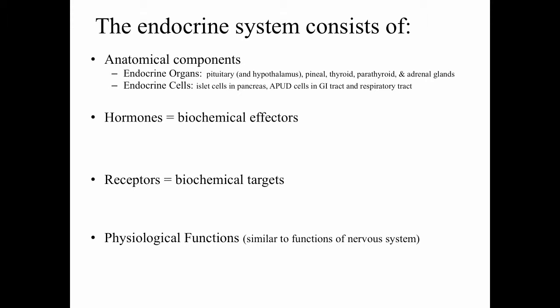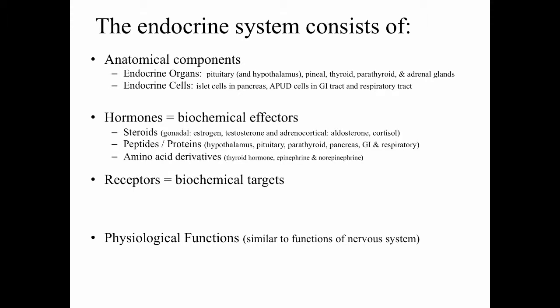The hormones are biochemical effectors of the endocrine system, and there are 3 major types of hormones. For example, steroids, like gonadal steroids, estrogens, testosterone, and adrenal corticosteroids like aldosterone and cortisol. Other types of hormones are peptides and proteins, so for example hypothalamic proteins, pituitary hormones, parathyroid hormones, and pancreas, GI, and respiratory endocrine cells secrete peptide hormones.